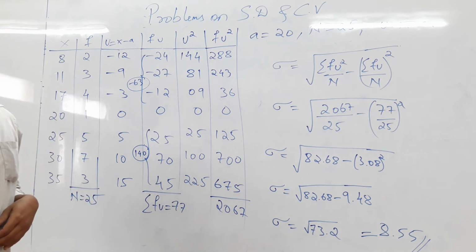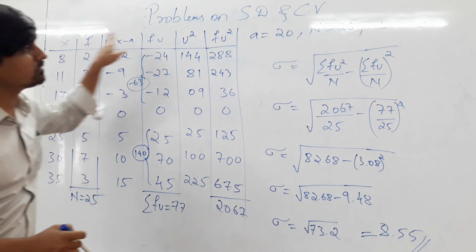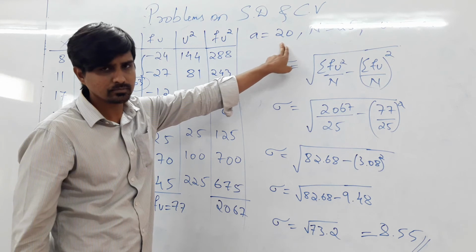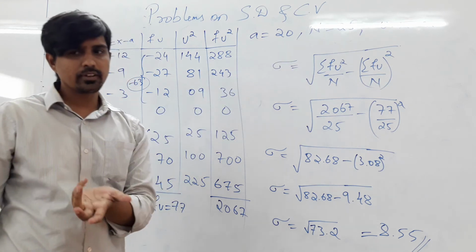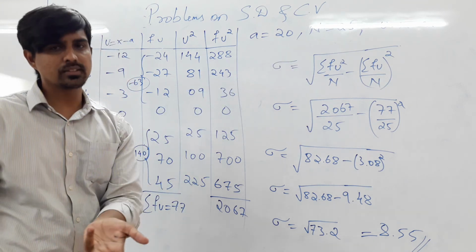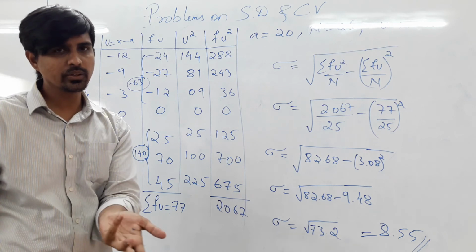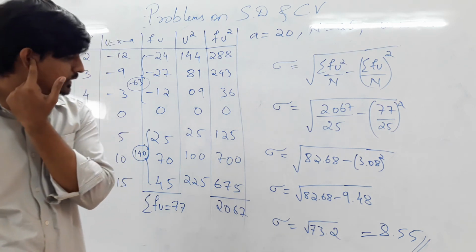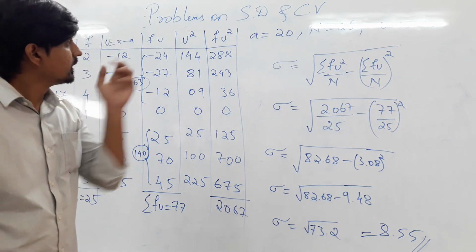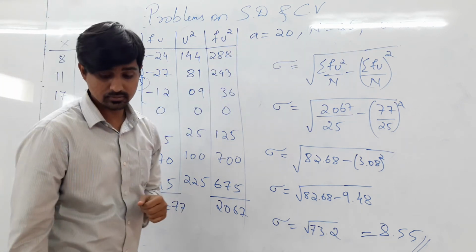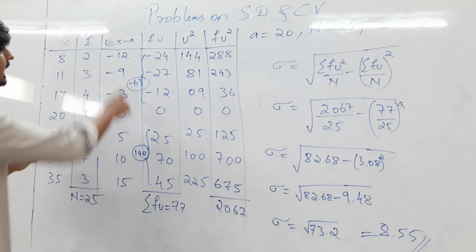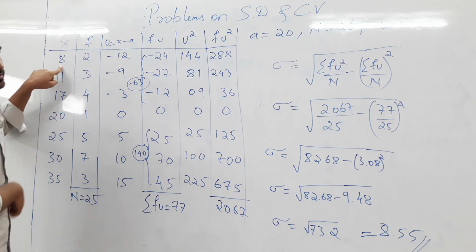In the textbook they have taken a is equal to 8. I have taken a is equal to 20. You take whatever value, at the end you will get the same answer. Now, a is equal to 20. x minus a, x is here.